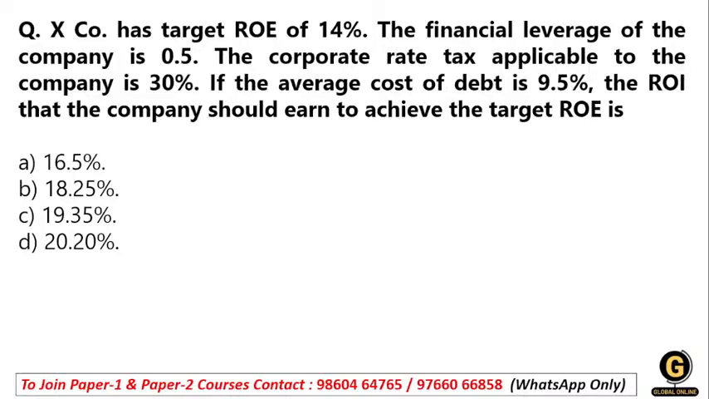Now, X company has a targeted return on equity of 14%. The financial leverage of the company is 0.5. The corporate tax rate applicable to the company is 30%. If the average cost of debt is 9.5%, the ROI, return on investment, that the company should earn to achieve the target ROE is? Now, first of all, to calculate the ROE, we need to calculate the return on investment.